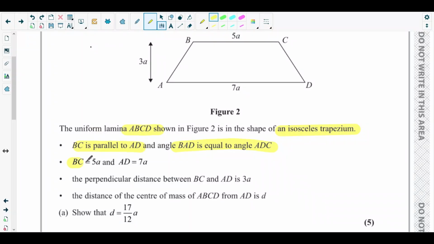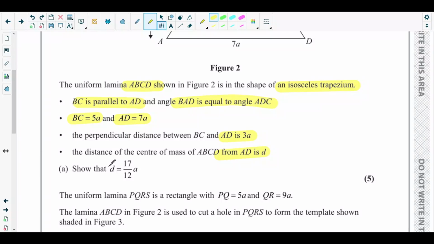Okay, so BC equals 5a. The length of BC is 5a and the length of AD is 7a. The perpendicular distance between BC and AD is 3a. The distance of the center of mass of the trapezium ABCD from AD is d. So in part (a), the question is asking to show that d equals 17/12 a.